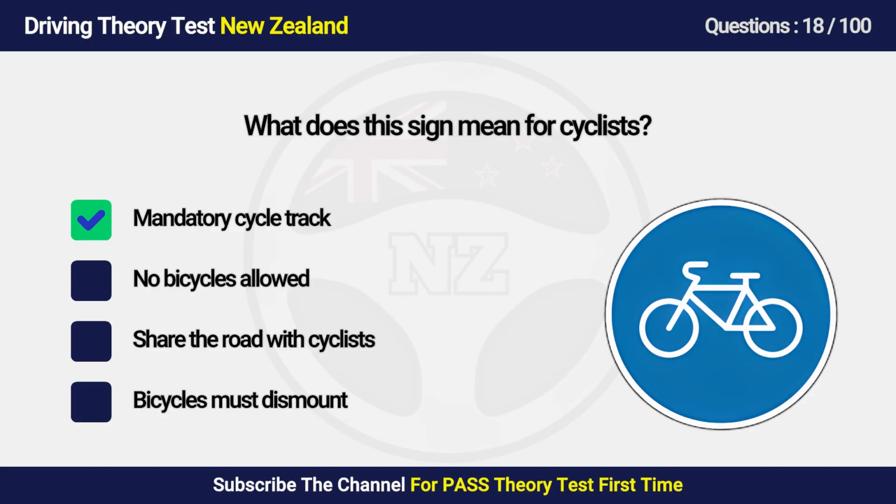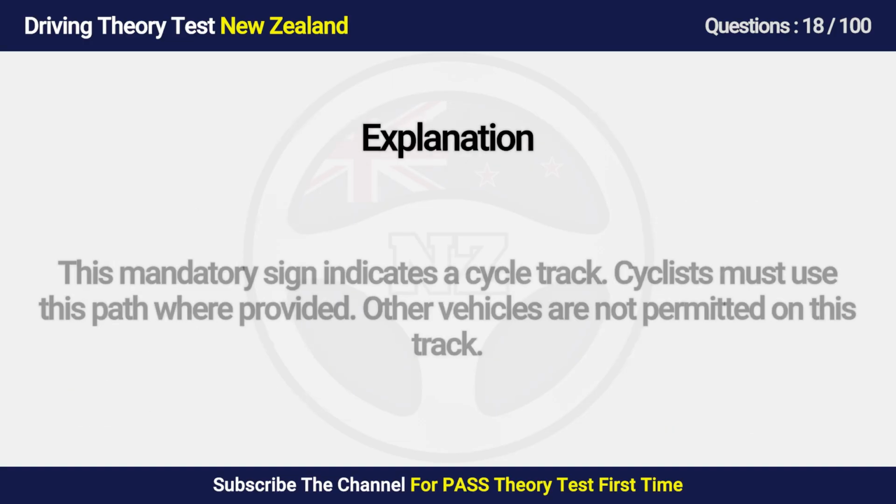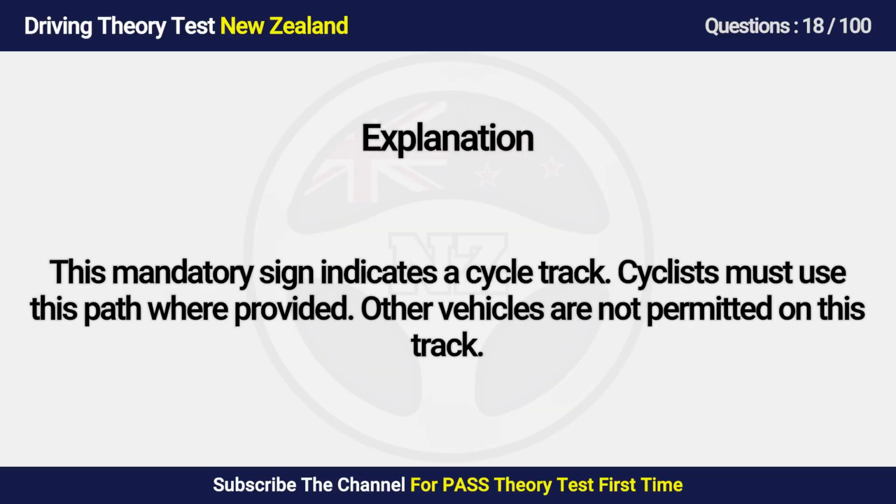Answers is A. Mandatory cycle track. This mandatory sign indicates a cycle track. Cyclists must use this path where provided. Other vehicles are not permitted on this track.